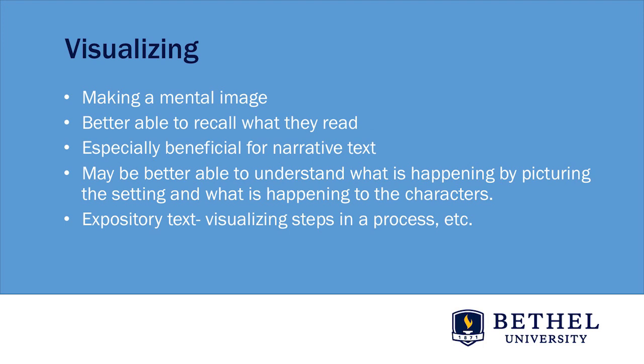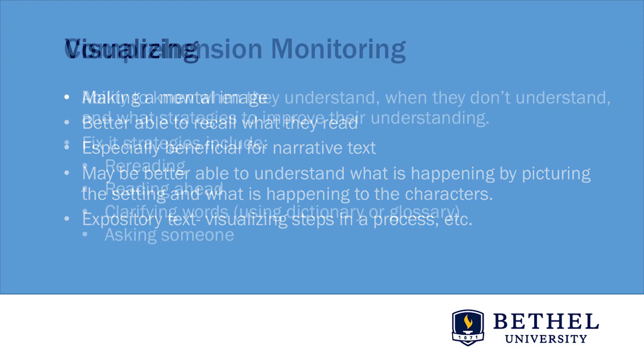Visualizing is the next comprehension strategy. It can be described as making a mental image or making a movie in their head. It can help them be better at recalling what they read. In a book with pictures or illustrations, they often think back to those as they retell or summarize it. When there aren't pictures or illustrations, we're teaching them to do that by the author's words and their own connections. This is especially beneficial for narrative text. They may be better able to understand what's happening by picturing the setting and what's happening to the characters. For expository text, they are visualizing steps in a process, etc.